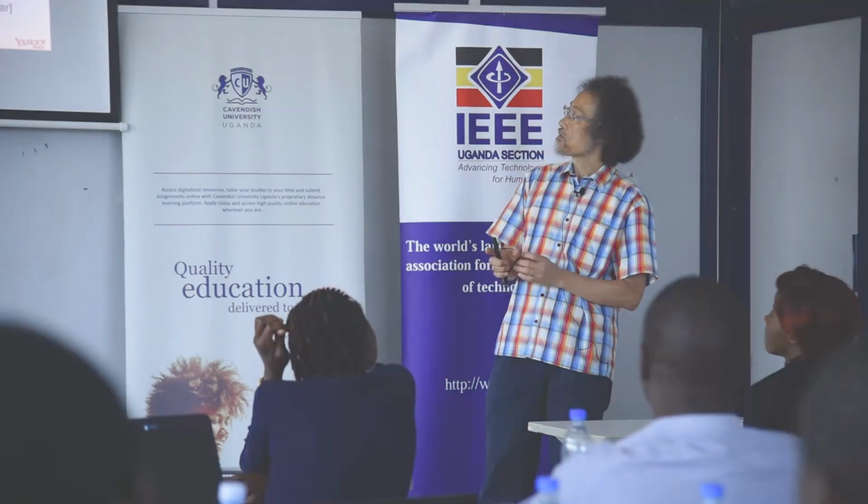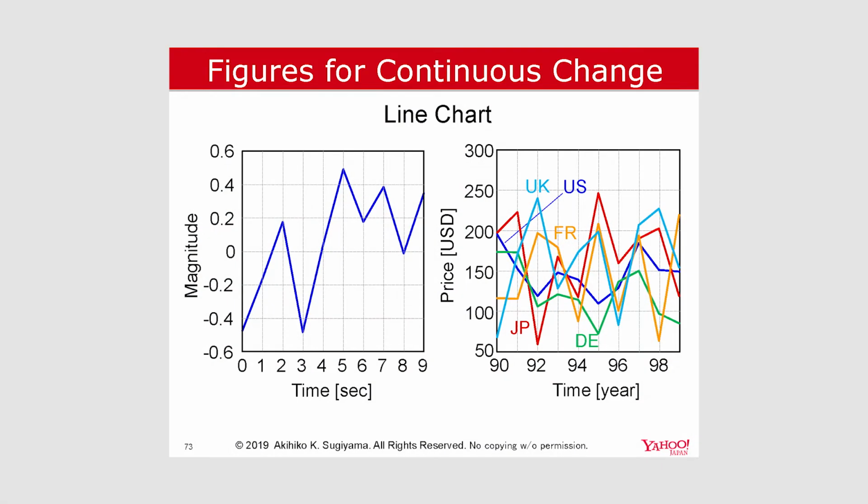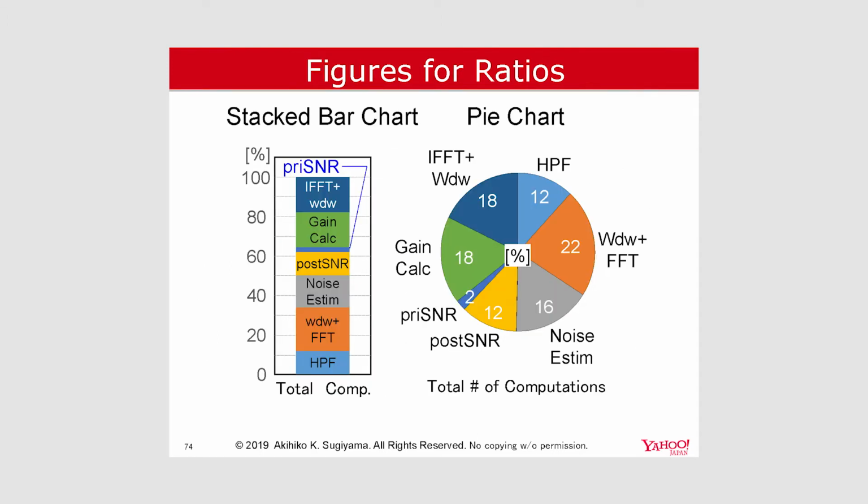Okay? So figures for continuous changes, you can use a line chart like this. These are the examples along the time axis here, and continuous change. You may use a line chart. To show ratios, you may use a stacked bar chart like this, or you may use a pie chart like this.